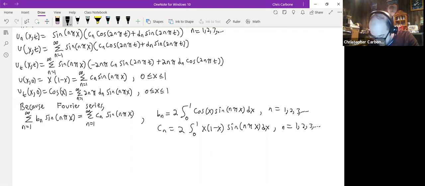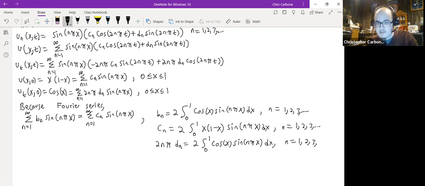And then finally, for 2n pi times d sub n, I should be using an x there. This is equal to 2 times the integral between 0 and 1 of cosine of x times sine of n pi x dx. Again, n is 1, 2, 3, and so on.